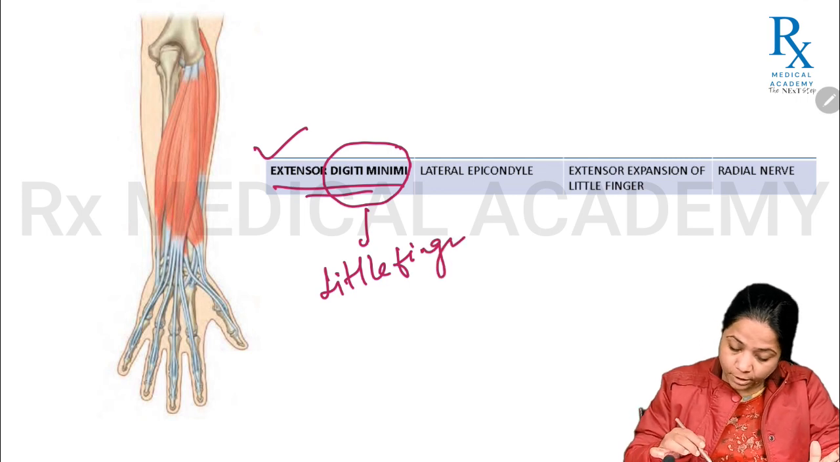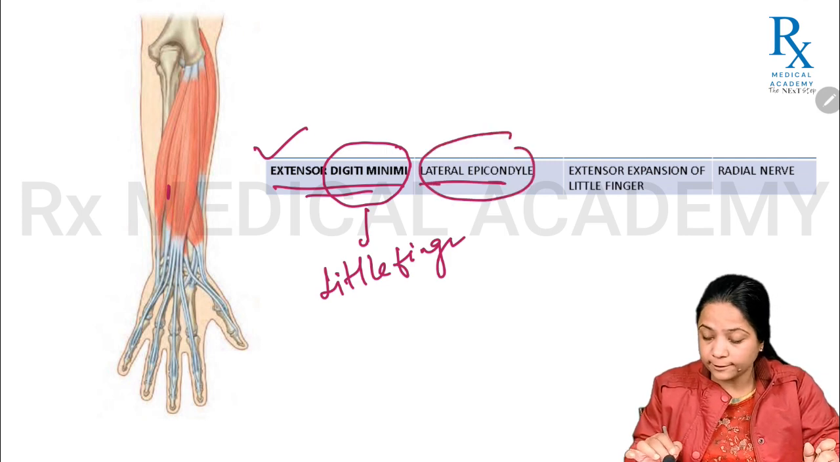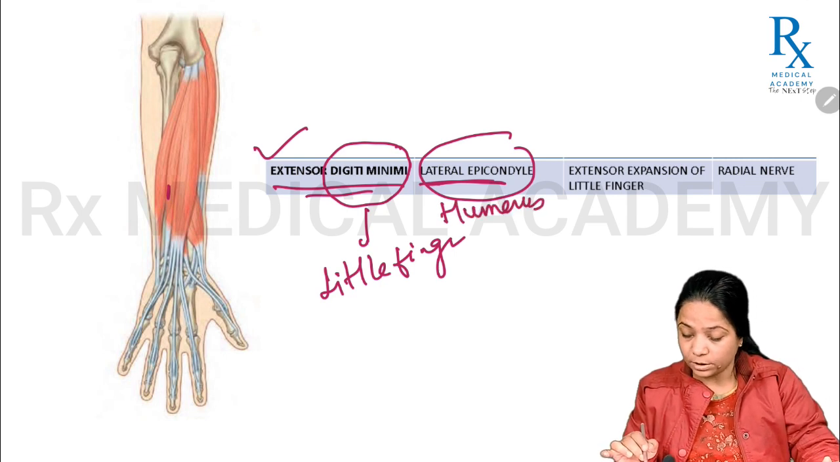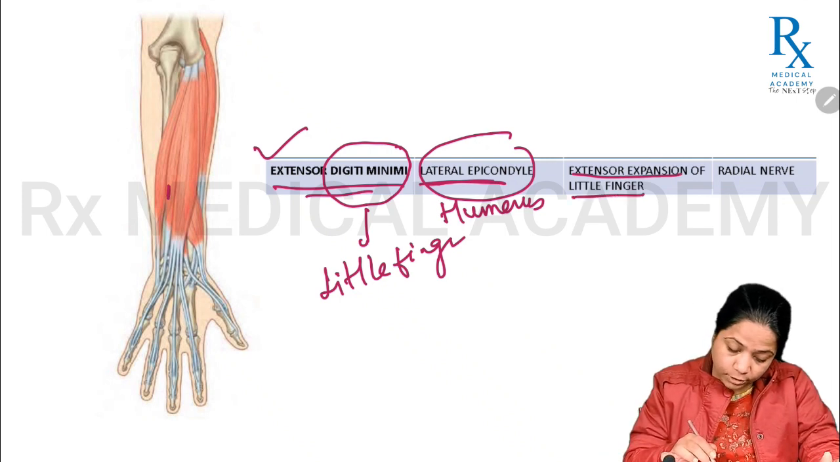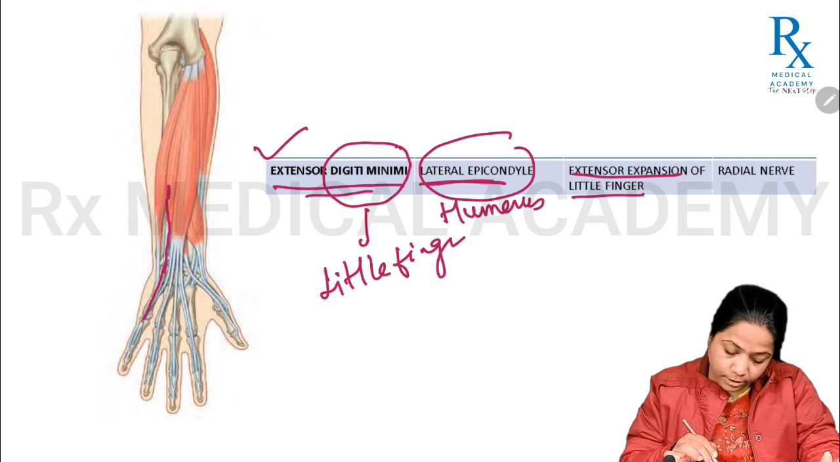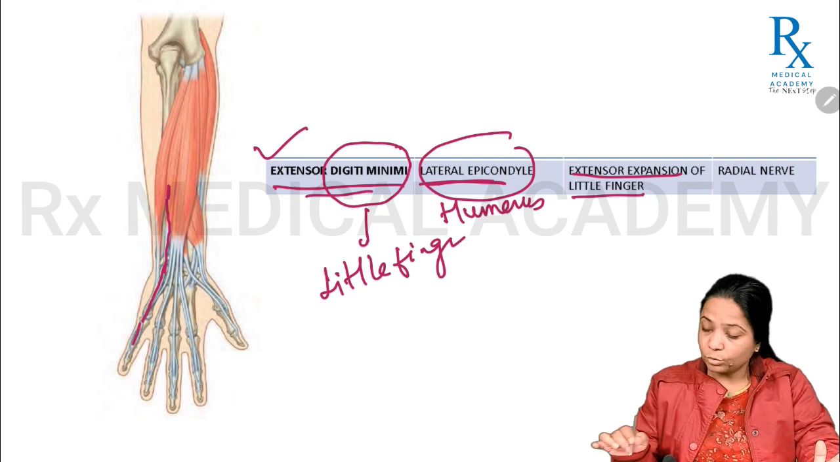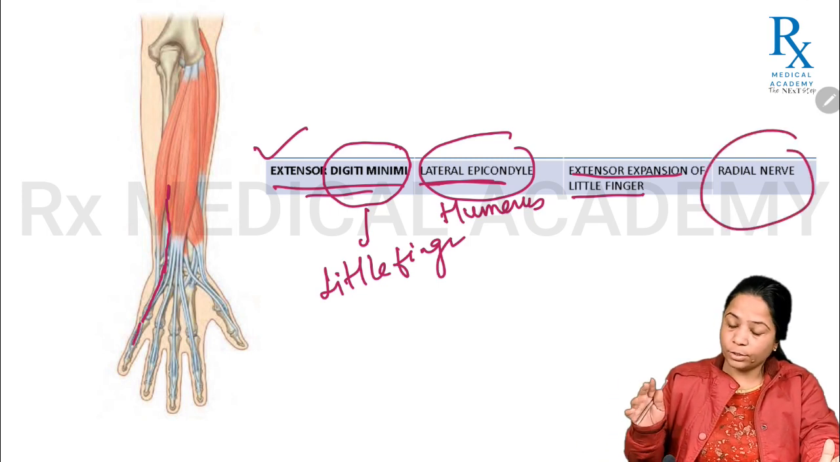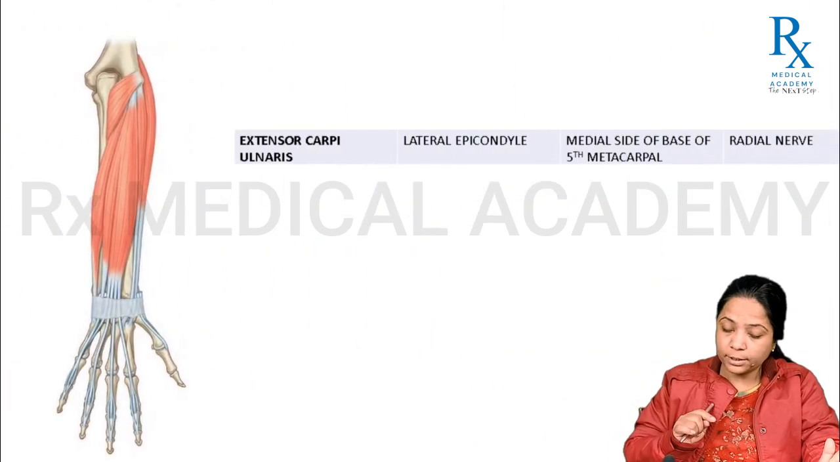So here you can see the tendon. This is the tendon of the extensor digiti minimi, arising from the common origin of the extensor point, that is lateral epicondyle of the humerus, and it is going to insert onto the extensor expansion of the little finger. So it is supplied by the radial nerve, because all the muscles of the posterior compartment of the forearm are supplied by the radial nerve.